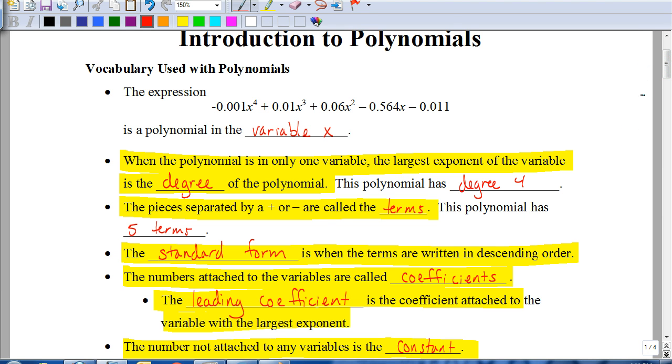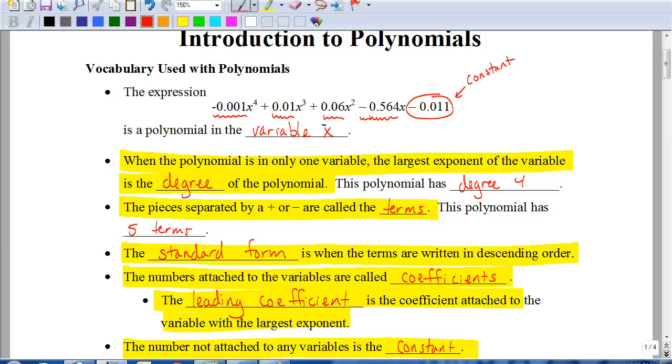The numbers attached to the variables are called coefficients. So negative 0.001 would be a coefficient, 0.01 would be a coefficient, 0.06 is a coefficient, and negative 0.564, because it's a minus here, so it would be a negative 0.564, is a coefficient. Those are my only coefficients. Negative 0.011 is something else. That's the number not attached to any variables. That's a constant. So this piece here is what we call a constant. All the other numbers in that polynomial are coefficients because they're attached to a variable.